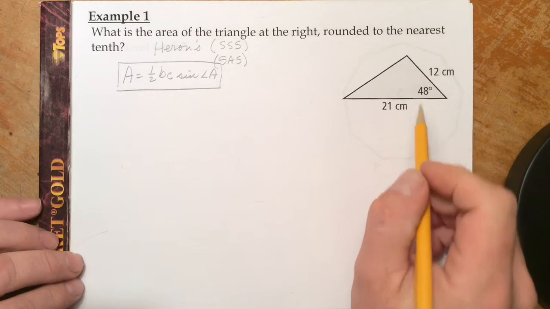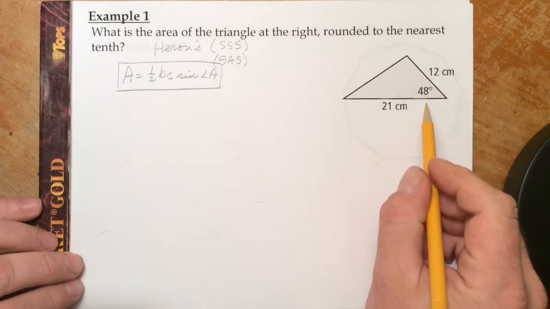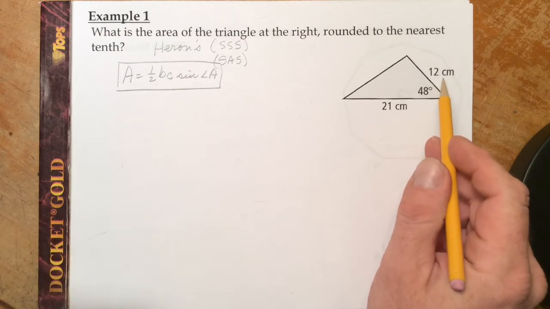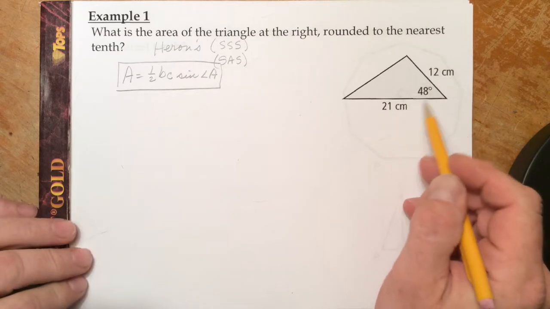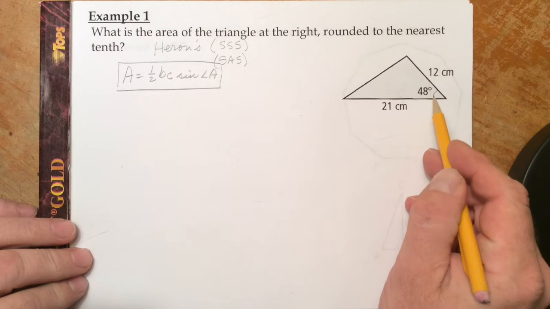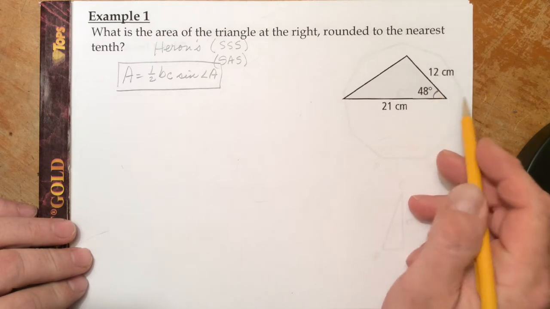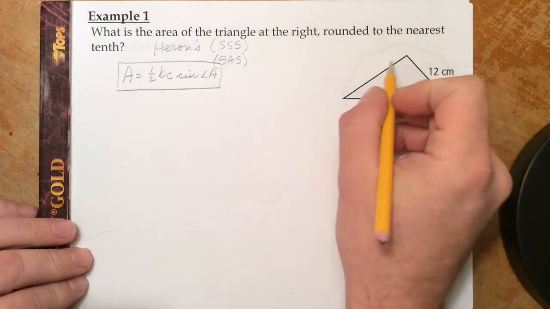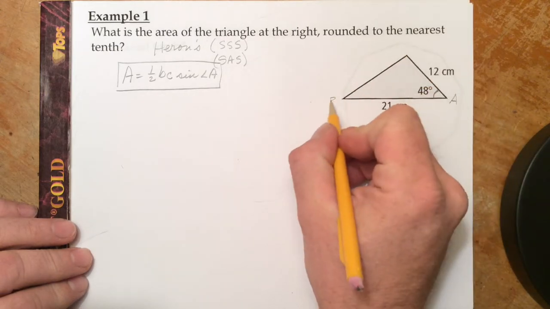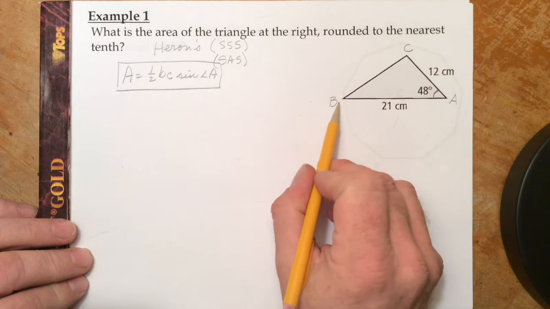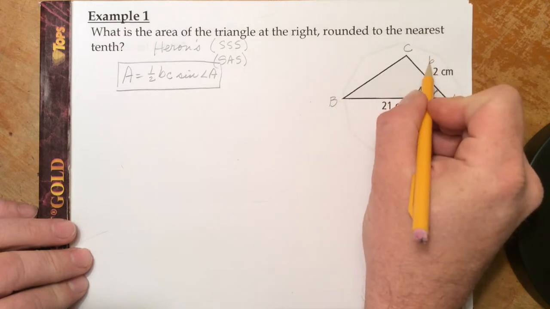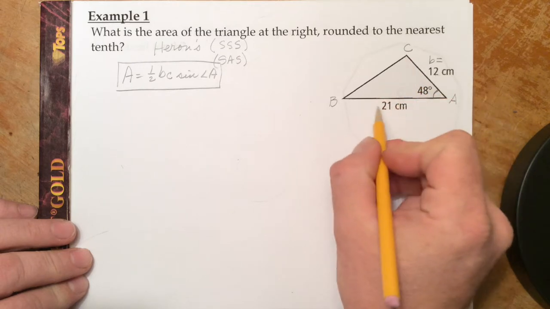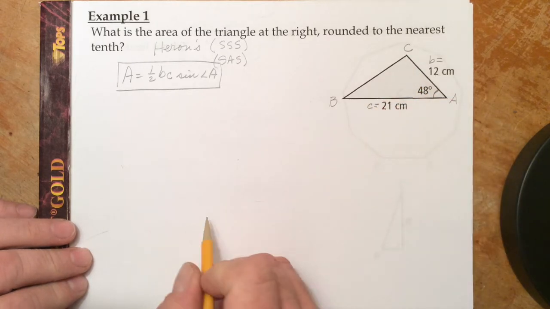So, taking a look at this triangle, what is the area of the triangle at the right rounded to the nearest tenth? We've got an angle, and as long as we have the side lengths on either side of that angle, then we can use this formula. So, this will be my angle A, and it doesn't matter where B and C go, but since I put B here, lowercase b is 12, opposite angle B, and opposite angle C is lowercase c.